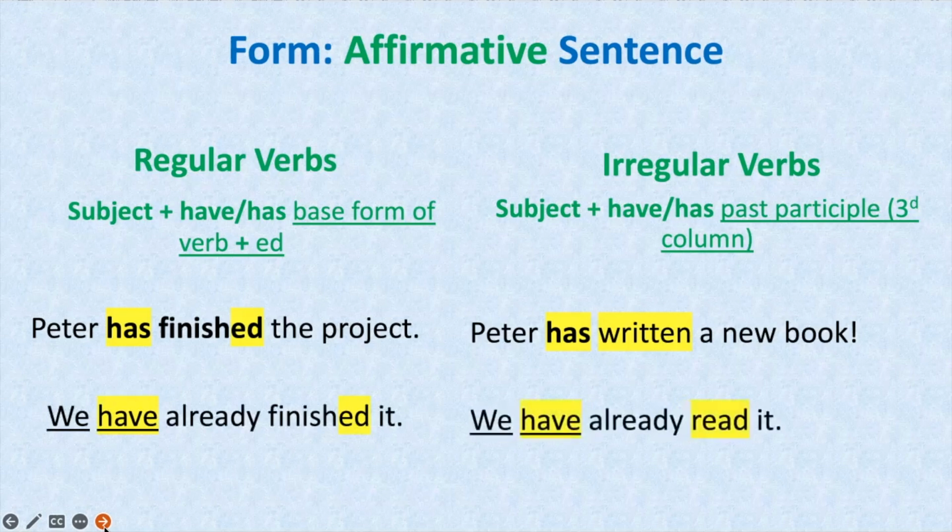Another example with an irregular verb: we have already read it. The verb read in English is irregular. While the spelling is the same, the pronunciation is different. So although it looks like the base form, the past participle form is pronounced as read.